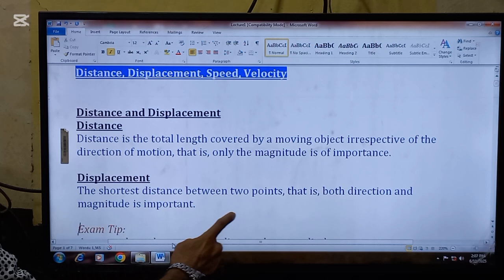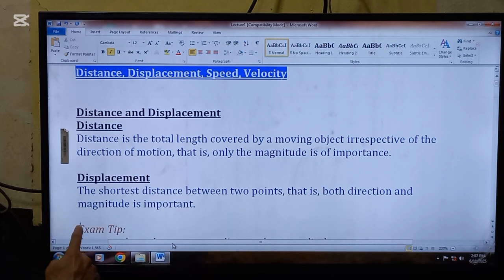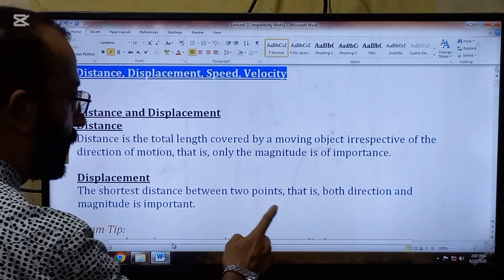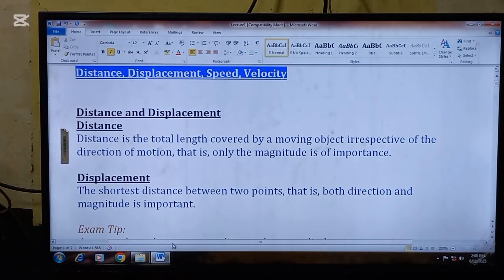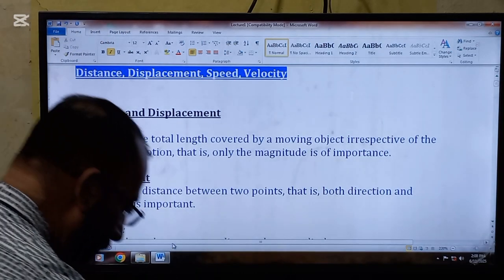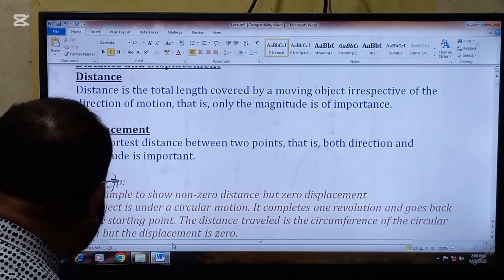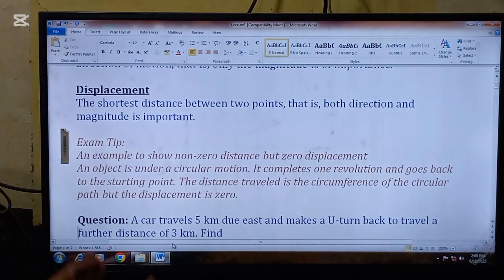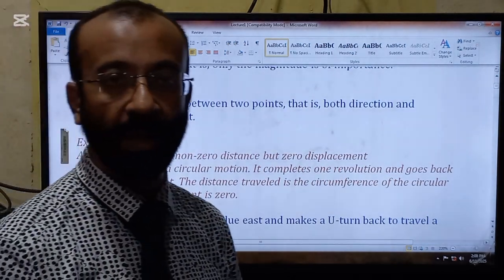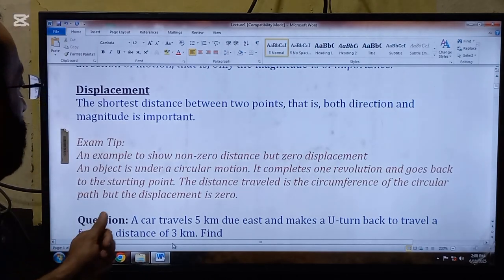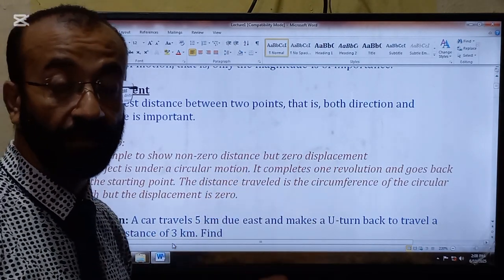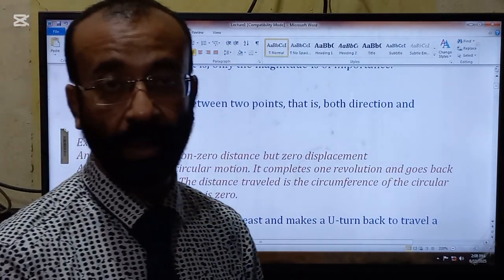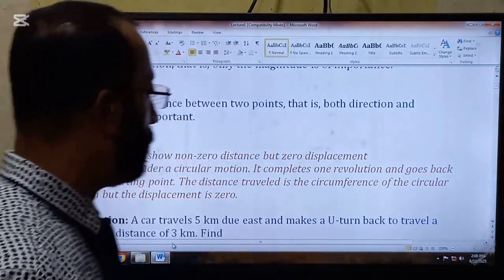Now the definition of the displacement. The shortest distance between the 2 points, that is both direction and magnitude, is important. So here are the definitions of the distance and displacement. A very important question that comes frequently in the paper is an example to show non-zero distance but zero displacement. Very important question. So concentrate yourself.